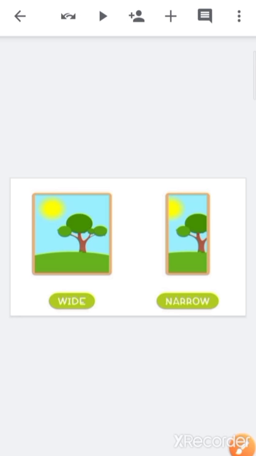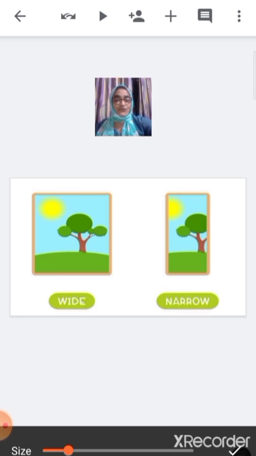Now the next one, there are two photo frames. This photo frame is wide. The sides of this photo frame are not closer to each other. They are apart. They are broad. So that's why this is wide. And this photo frame is narrow. It is limited in size. The sides of this photo frame are closer to each other. So that's why it is narrow. So this is wide and this is narrow.